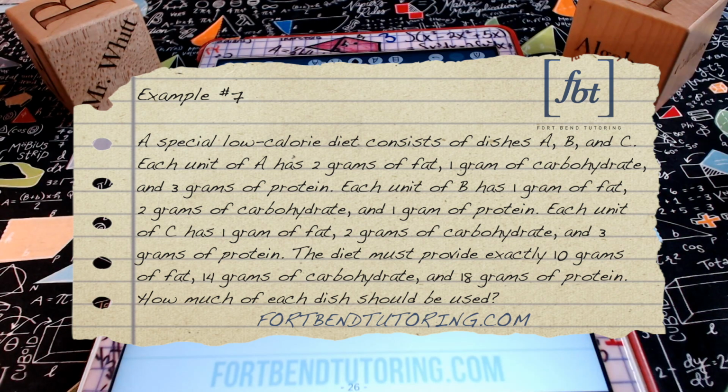So here we have it, guys. A special low-calorie diet consists of dishes A, B, and C. Each unit of A has 2 grams of fat, 1 gram of carbohydrate, and 3 grams of protein. Each unit of B has 1 gram of fat, 2 grams of carbohydrate, and 1 gram of protein. Each unit of C has 1 gram of fat, 2 grams of carbohydrate, and 3 grams of protein. The diet must provide exactly 10 grams of fat, 14 grams of carbohydrate, and 18 grams of protein. How much of each dish should be used?